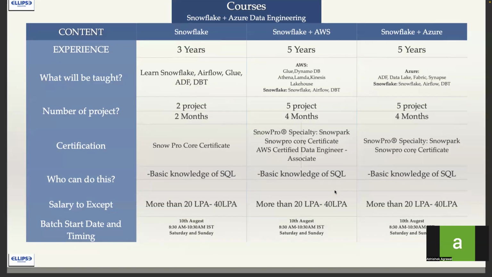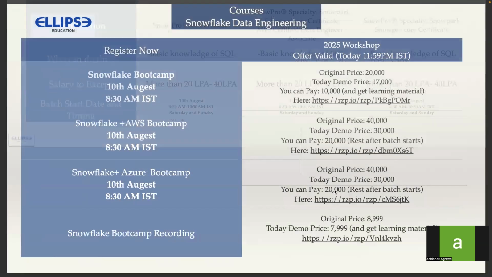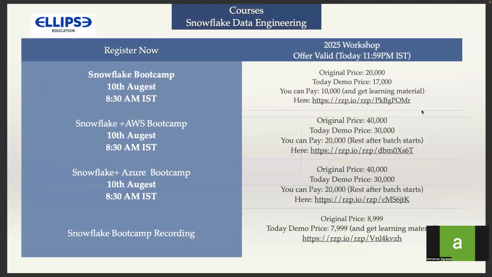The price for that is accordingly. You can check it over here. When you enroll for both courses together, you get a good discount and can get the course for 30,000 rupees. For the Snowflake course alone, the original price is 20,000 rupees, which you can get for 17,000 rupees. You can also buy a recording if you want to learn at your own pace without attending the live class, at a cheaper price of around 8,999, which you can get for 7,999.